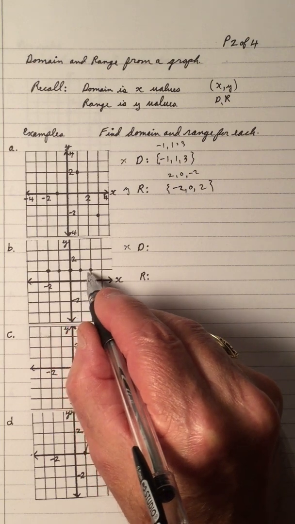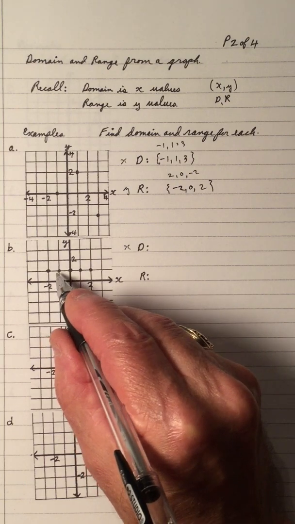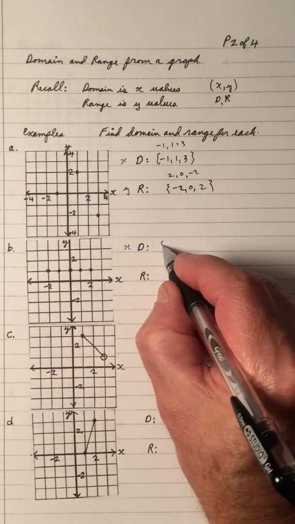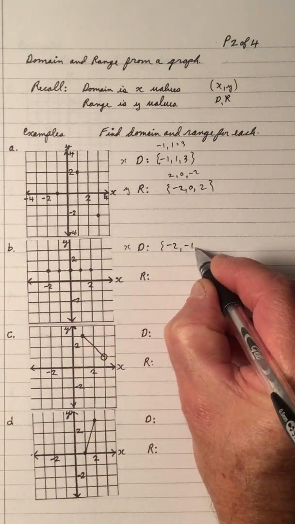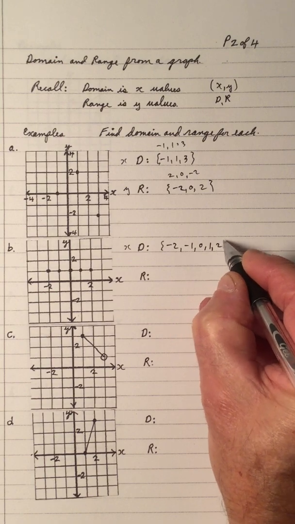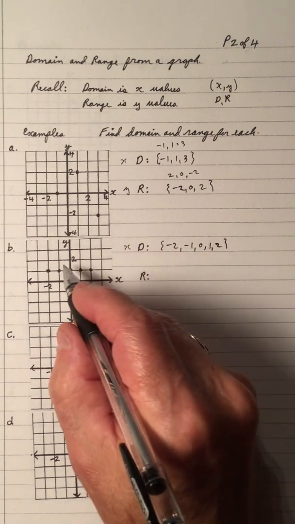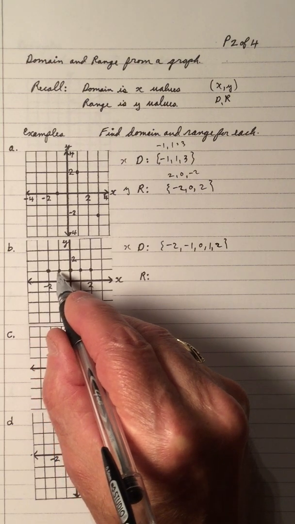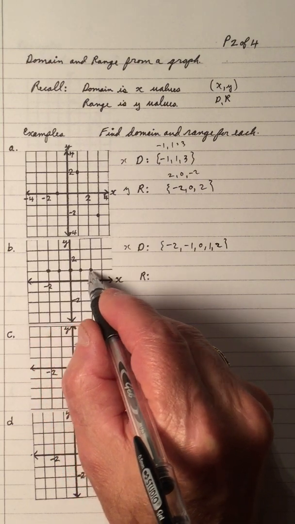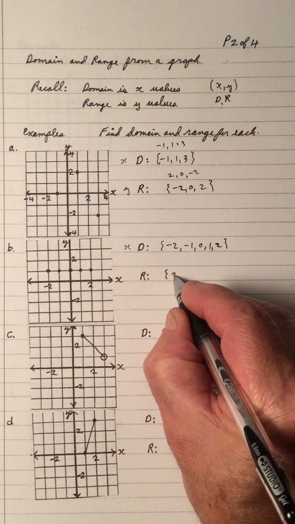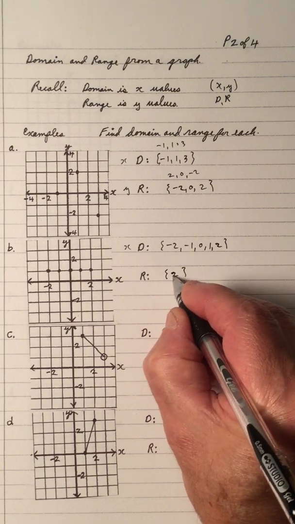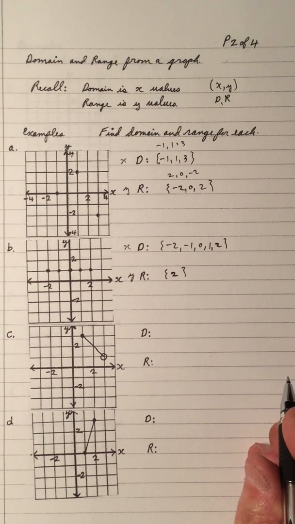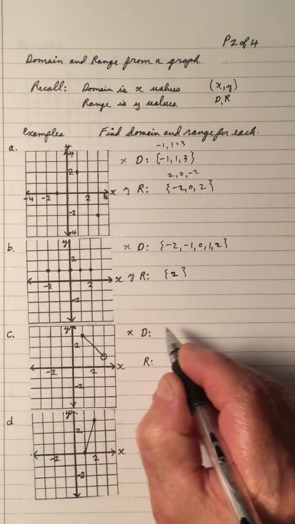B, domain is x, and the values of x in this one are easy to see. We go from smallest to largest: -2, -1, 0, 1, 2. So that's the domain, or the values of x, done. And the range is the y value, so the y on this point is 2, y is 2, y is 2, 2, 2. So the range is 2. Remember, the range is the y value. I'll keep stressing that. Domain is the x value.